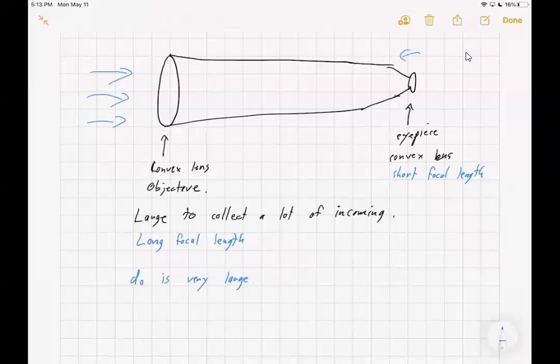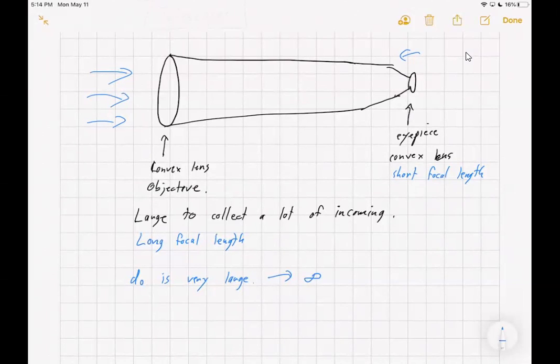Even if you're just using a telescope to look across the yard, in terms of centimeters, it could be 20 meters, what is that, 2,000 centimeters. That's a lot of centimeters. Okay, so DO, the object distance, is very large. When we're looking at faraway stars, DO is extremely large. In fact, we'll say that it's infinite.